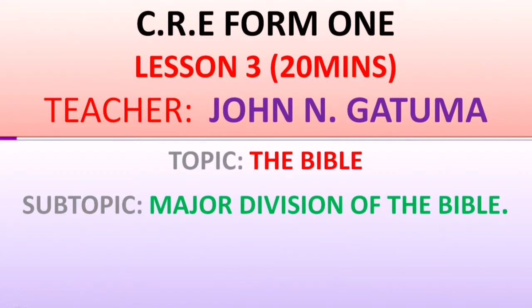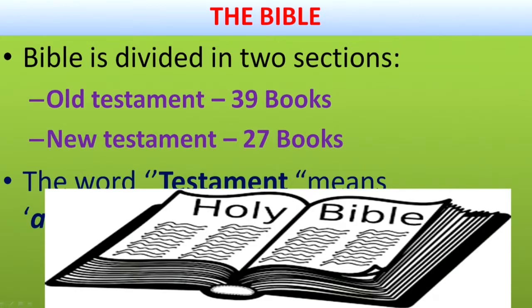So in today's lesson, we are going to continue with the Bible, but the subtopic that we are going to dwell on is the major divisions of the Bible. The Bible is divided into 2 broad sections, the Old Testament and the New Testament. The Old Testament contains 39 books, and the New Testament contains 27 books. The term testament in this case refers to a covenant, or a treaty, or a pact.